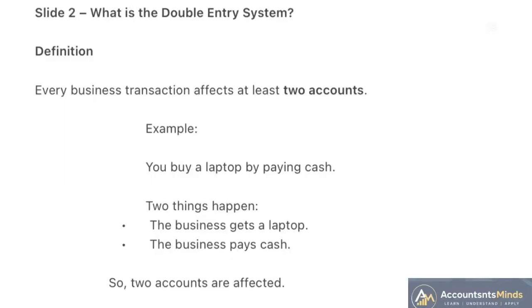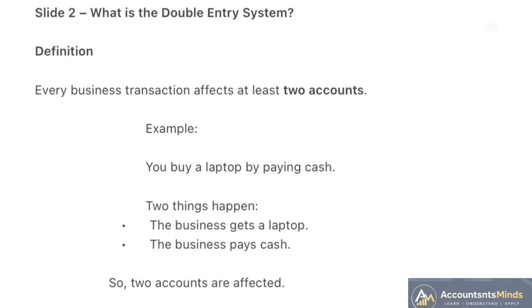Let's start with the definition. The double entry system means that every business transaction affects at least two accounts. What is a transaction? A transaction is any business activity involving money or value. For example, buying goods, selling goods, paying rent or receiving cash. Let's look at a simple example.